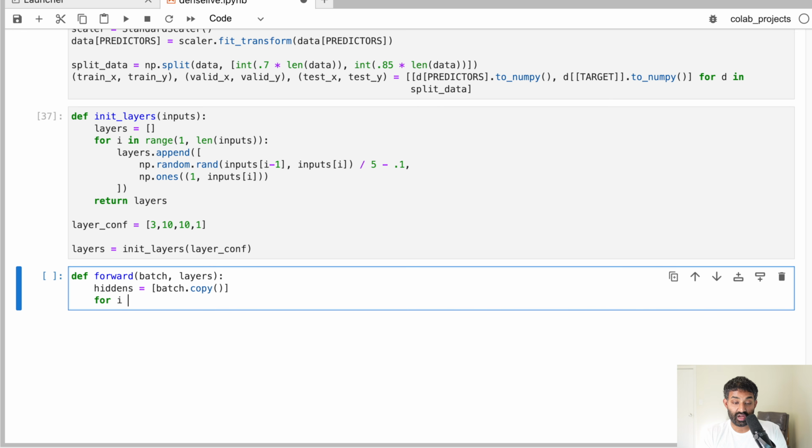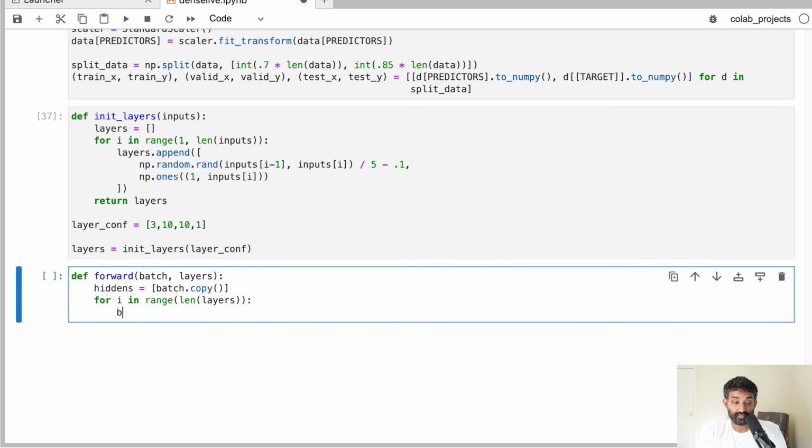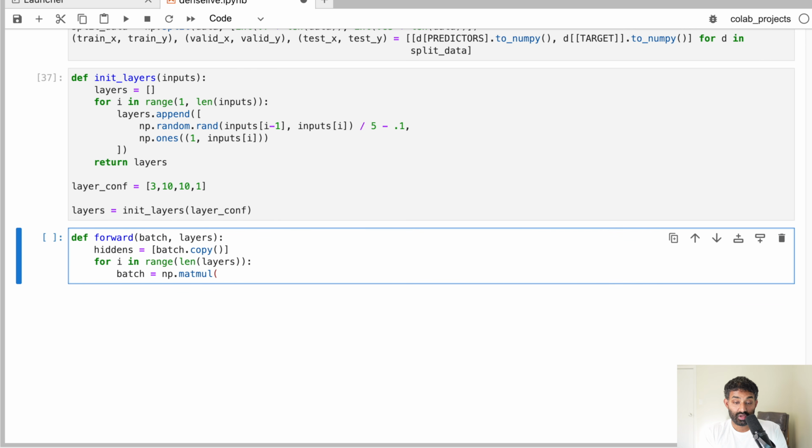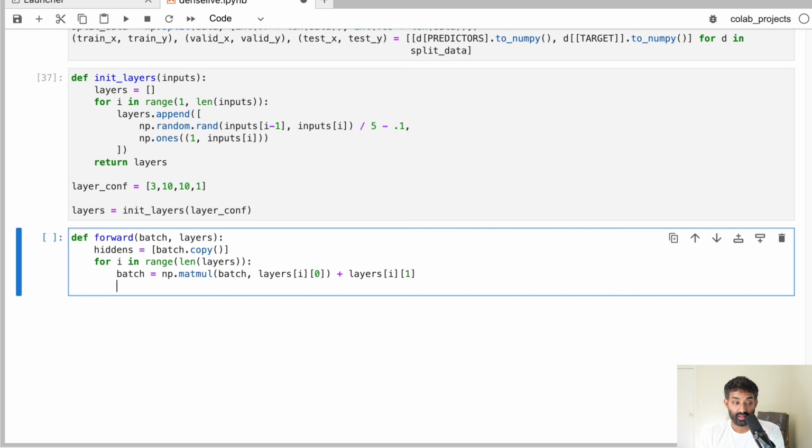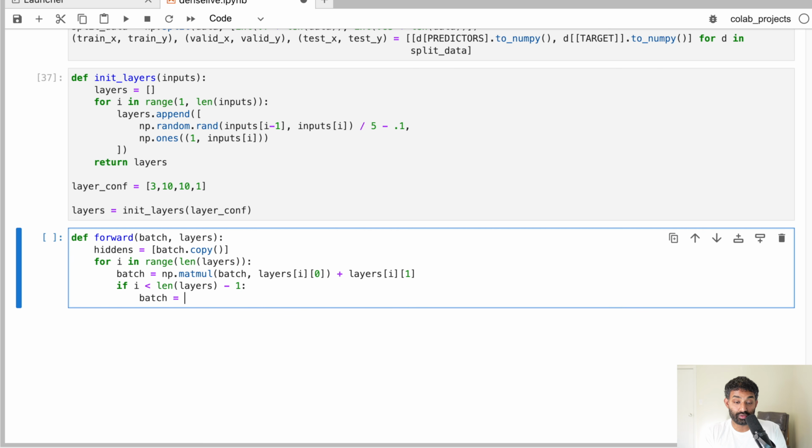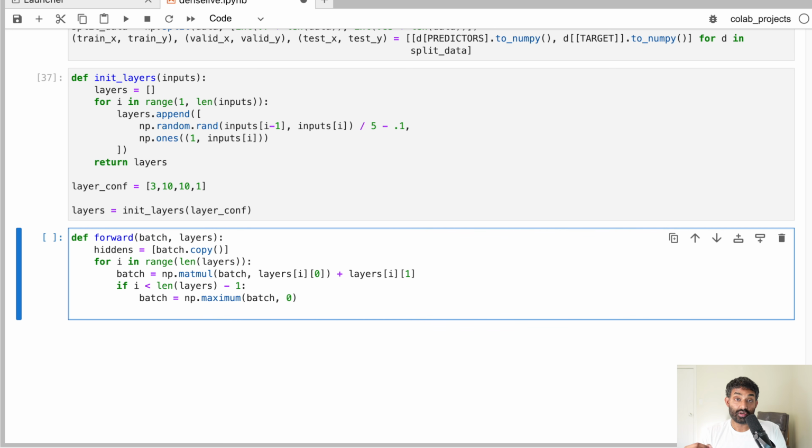And then we'll say for i in range len layers. And what we're going to do at each layer is multiply our input, which is this variable batch, by our weights for the layer. And we're going to add in our bias. And then if we're not at the last layer, if we're not at the output layer, we're going to apply the ReLU function, because we don't want to apply ReLU on our output layer.